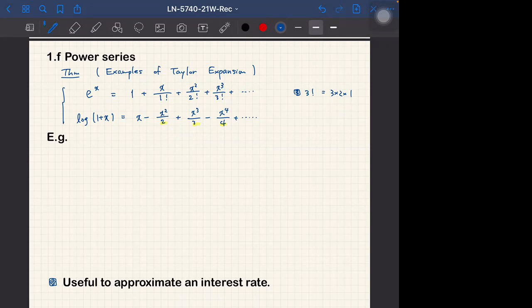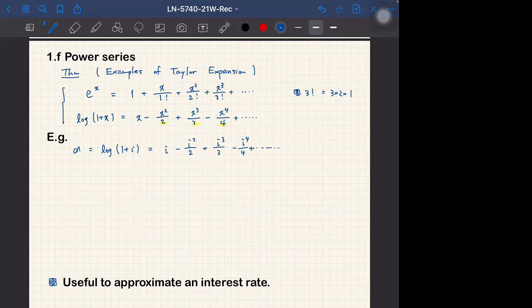For example, the last time that we discussed the delta when i is equal to 0.05, delta is equal to log of 1 plus i. So delta is the force of interest, corresponding to an effective rate of i. Okay, log of 1 plus i you cannot calculate by hand, but this is approximated by i minus i squared over 2 plus i cubed over 3 minus i fourth power over 4 plus and so on.